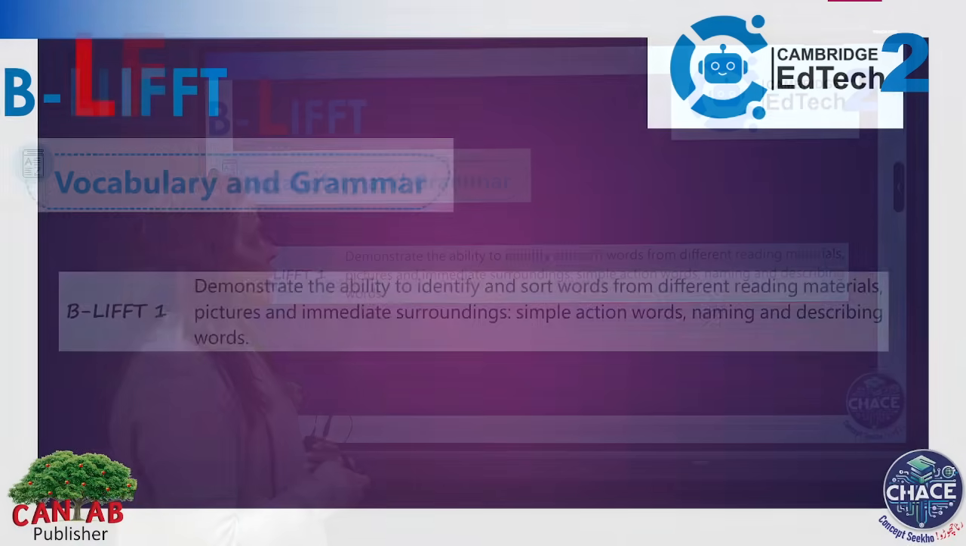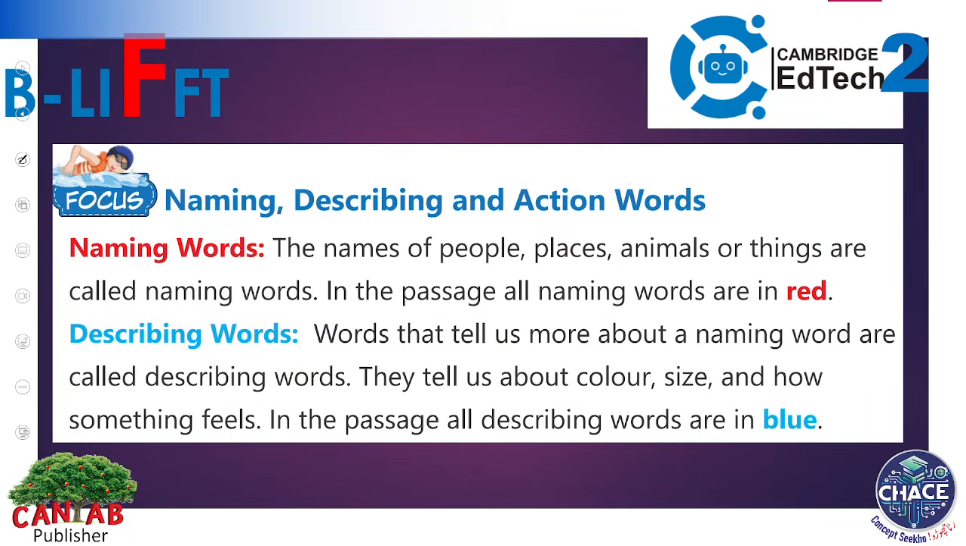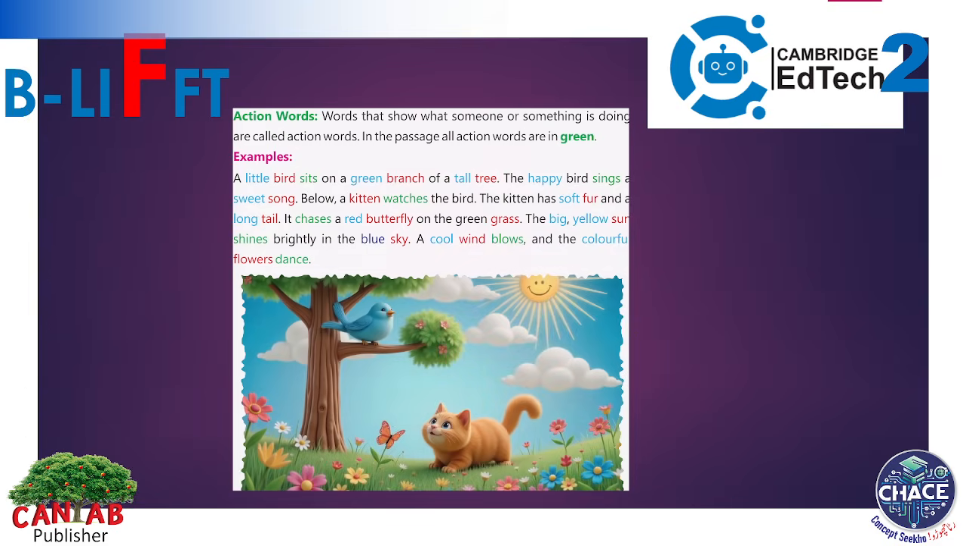Now just look at the focus, which says naming words, the names of people, places, animals, or things. And what are describing words? These words tell us more about a naming word, and they are called describing words. They tell us about color, size, and how something feels. In the passage, all describing words are in blue and all of the naming words are in red.